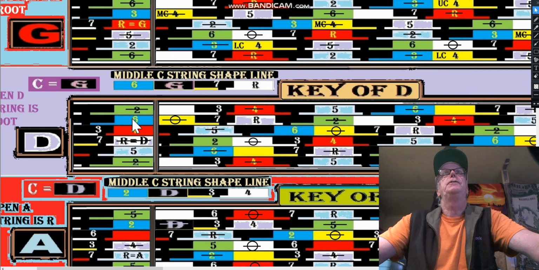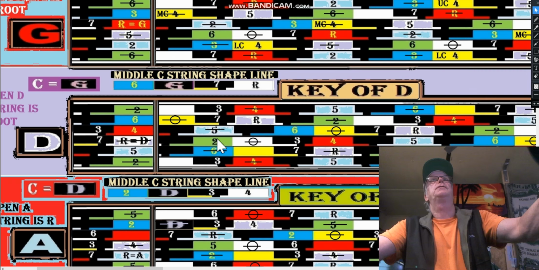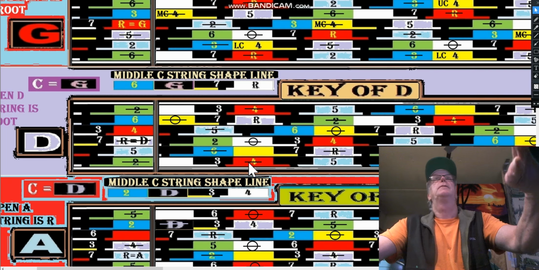The fourth of the G string shape is the C string shape. The fourth, which is 3, 4, 5. The fourth of the C string shape is, remember, the diminished fourth, the E string shape, and the fourth of the E string shape is, of course, back to normal, the A string shape, and the A string shape's fourth is the D string shape once again. So that's how I'd play the D.